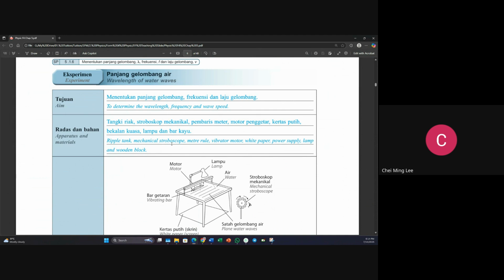Then they have a mechanical stroboscope. Mechanical stroboscope is this one. This one is actually used to adjust so that you can see the wave pattern.